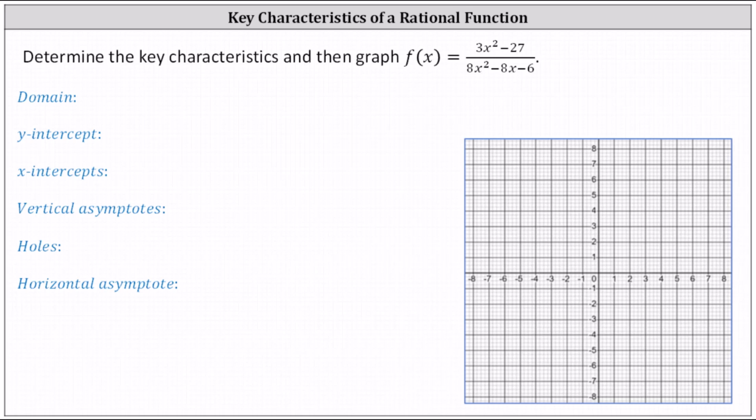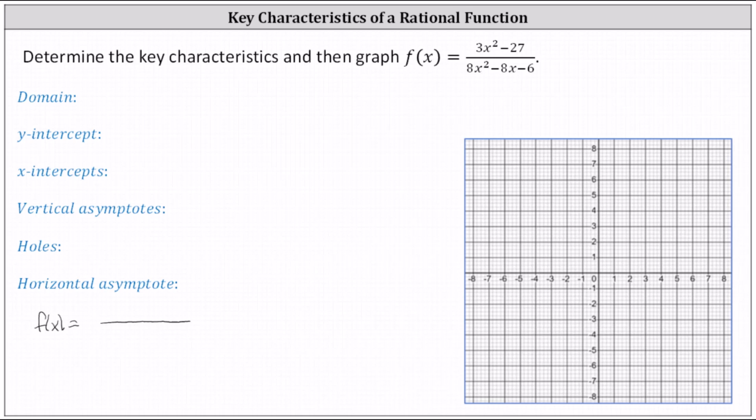Determine the key characteristics and then graph f of x equals the quantity 3x squared minus 27 divided by the quantity 8x squared minus 8x minus 6. Let's begin by factoring the numerator and denominator. In the numerator, the greatest common factor is 3.